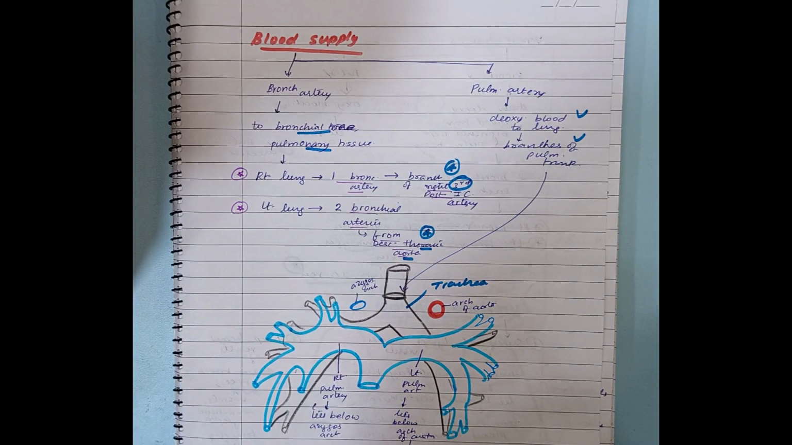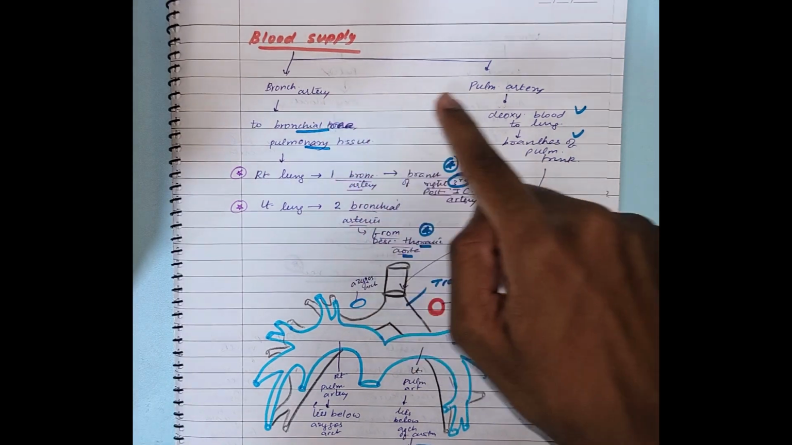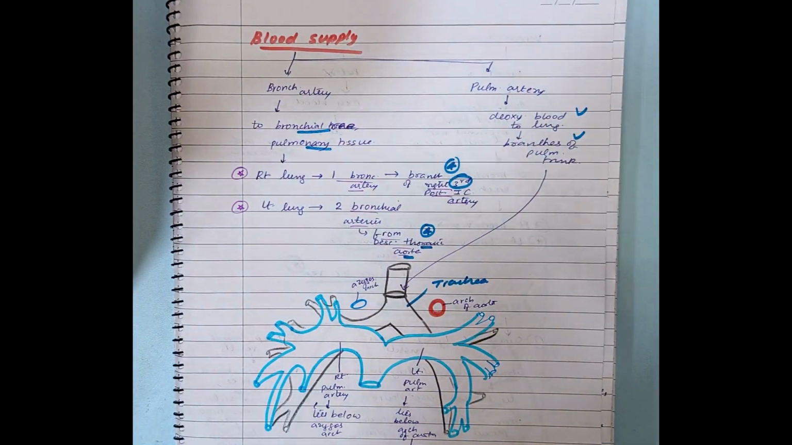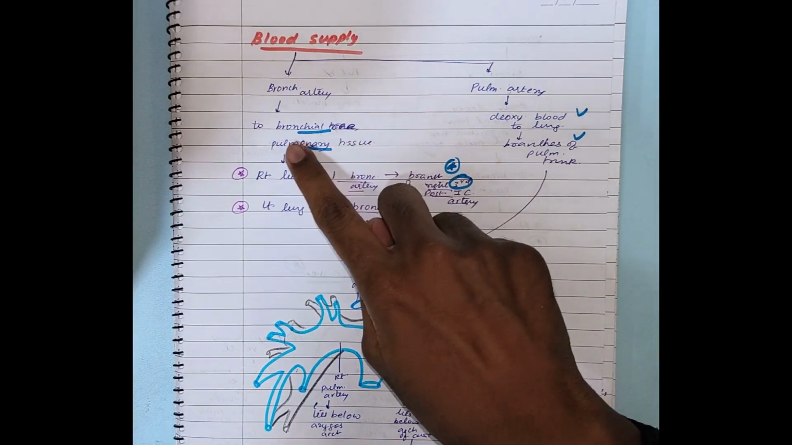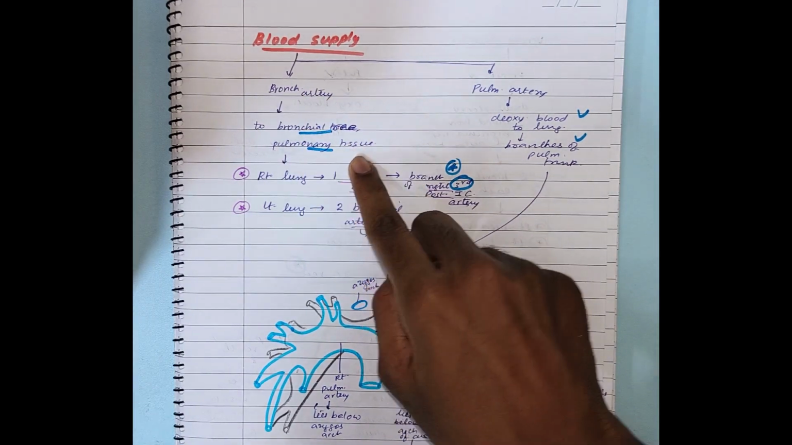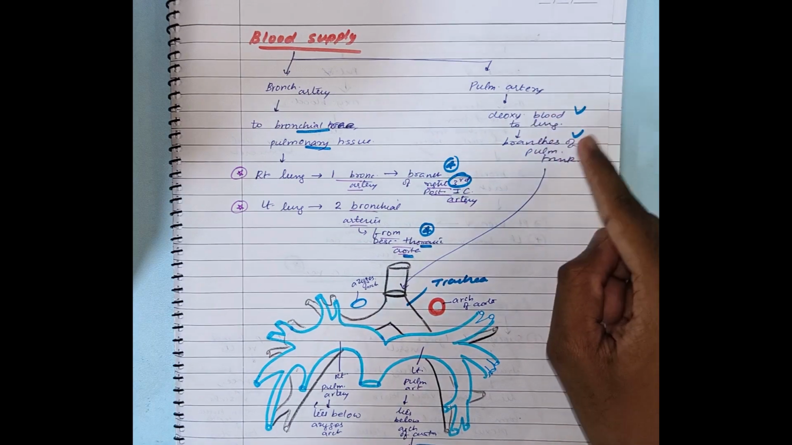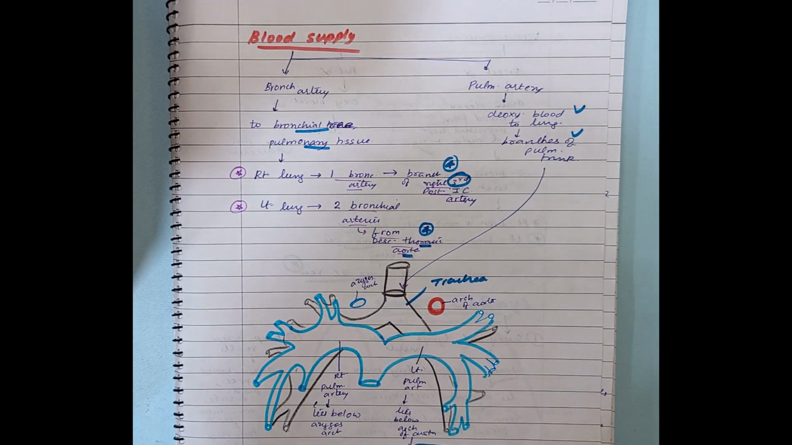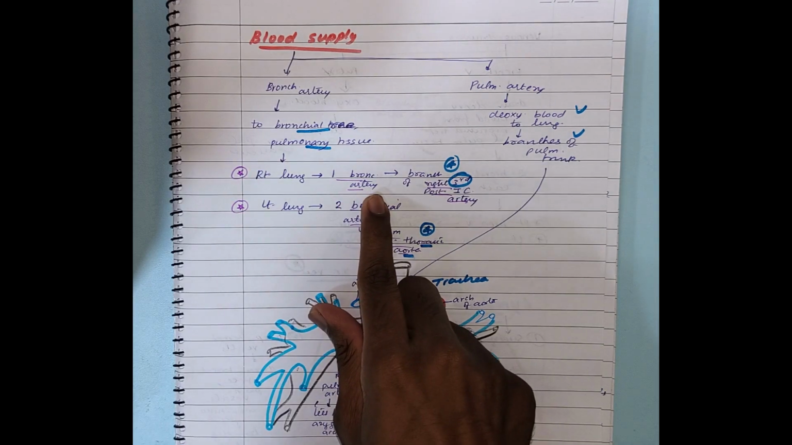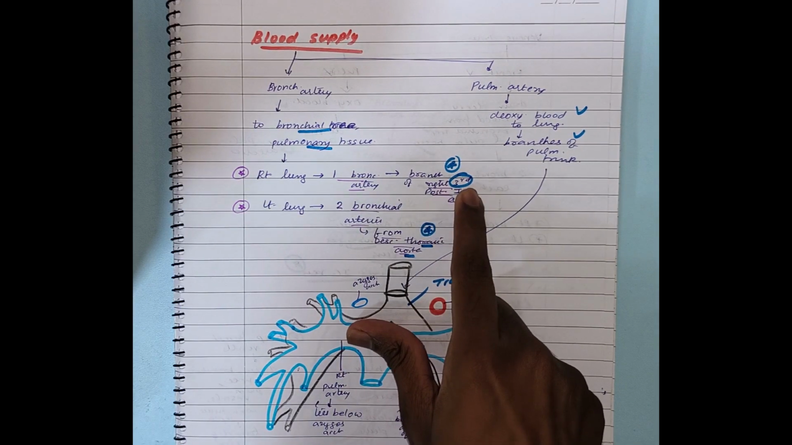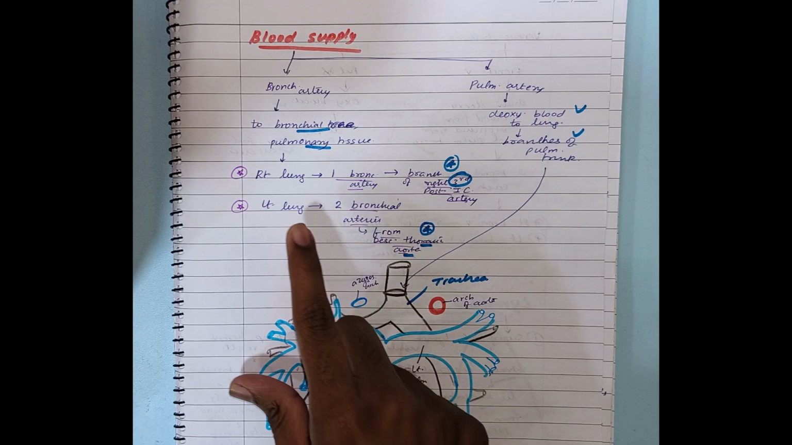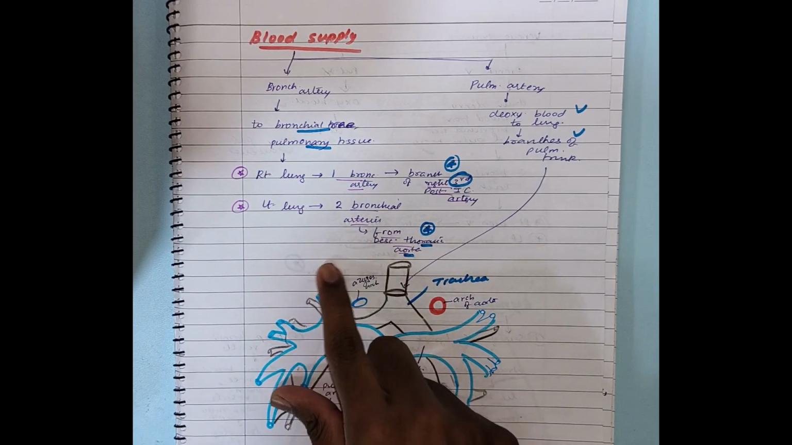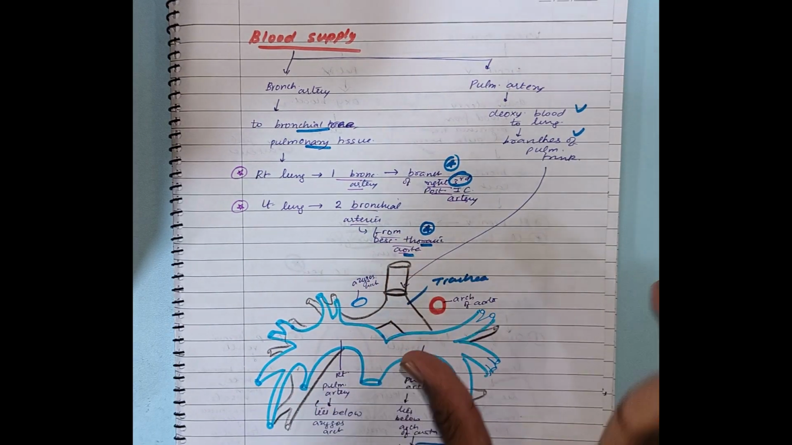So in the end, let us discuss the blood supply of the lungs. The lungs have a dual blood supply. We have the bronchial artery and the pulmonary artery, which supply the lung. The bronchial artery supplies the bronchial tree and the pulmonary tissue, whereas the pulmonary artery brings deoxygenated blood to the lungs. The right lung has one bronchial artery, which is a branch of the right third posterior intercostal artery, whereas the left lung has two bronchial arteries, both of which are branches from the descending thoracic aorta.